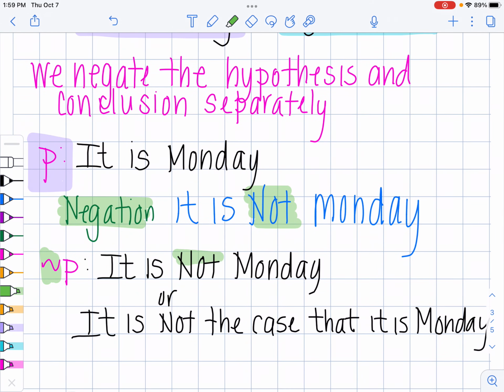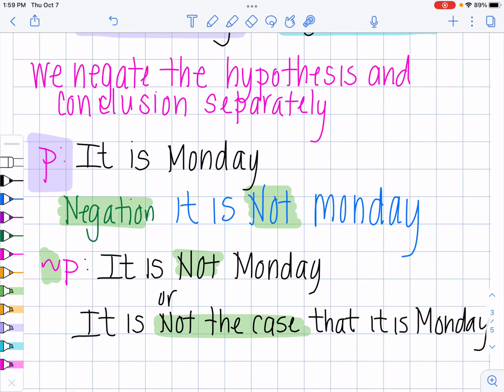So it is not Monday, and sometimes they'll even have it is not the case that it is Monday. So they'll use this. It is not the case. If you see that in there, that's also another way that they can negate something.